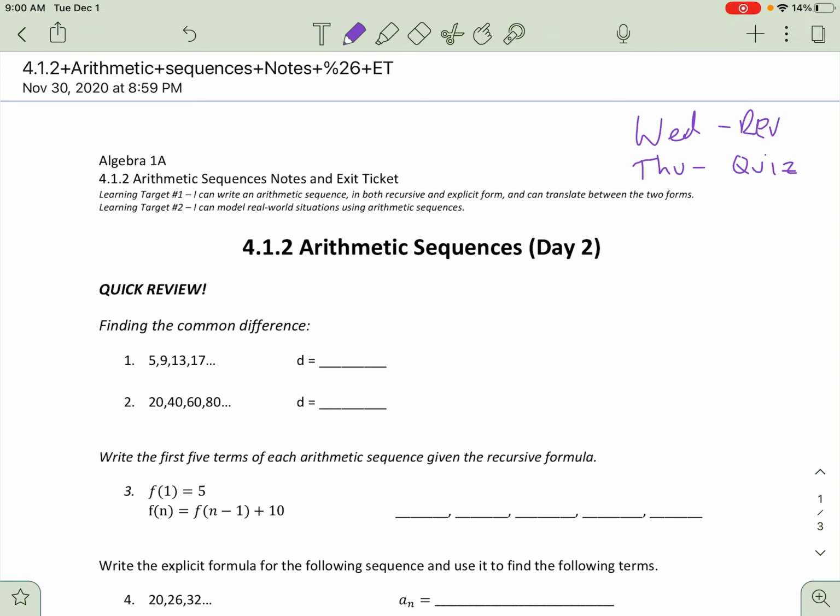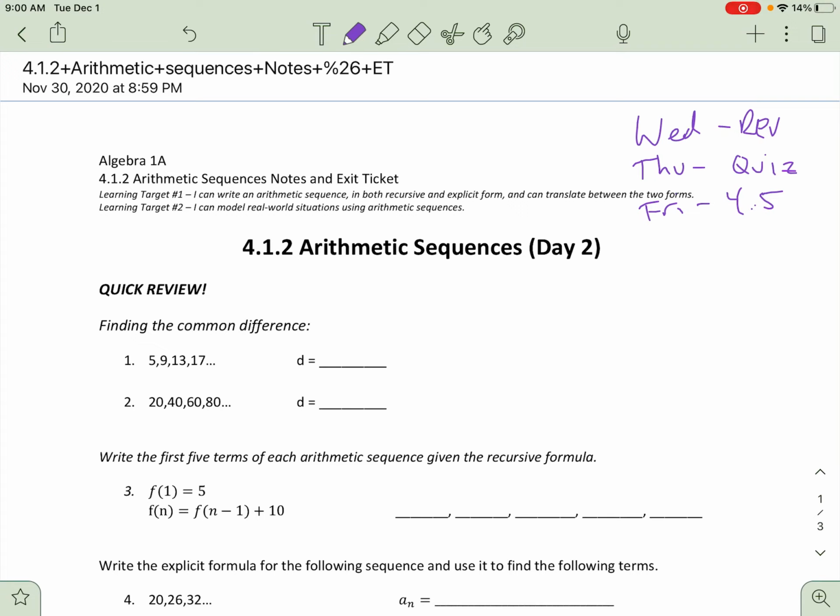All right, and then Friday we move on to section 4.5, so you have notes and probably an exit ticket or something along those lines. So again, if you ever need extra support, just contact me. We'll have an individual one-on-one meeting, or maybe two-on-one meeting outside of class. So let's go ahead and get started.